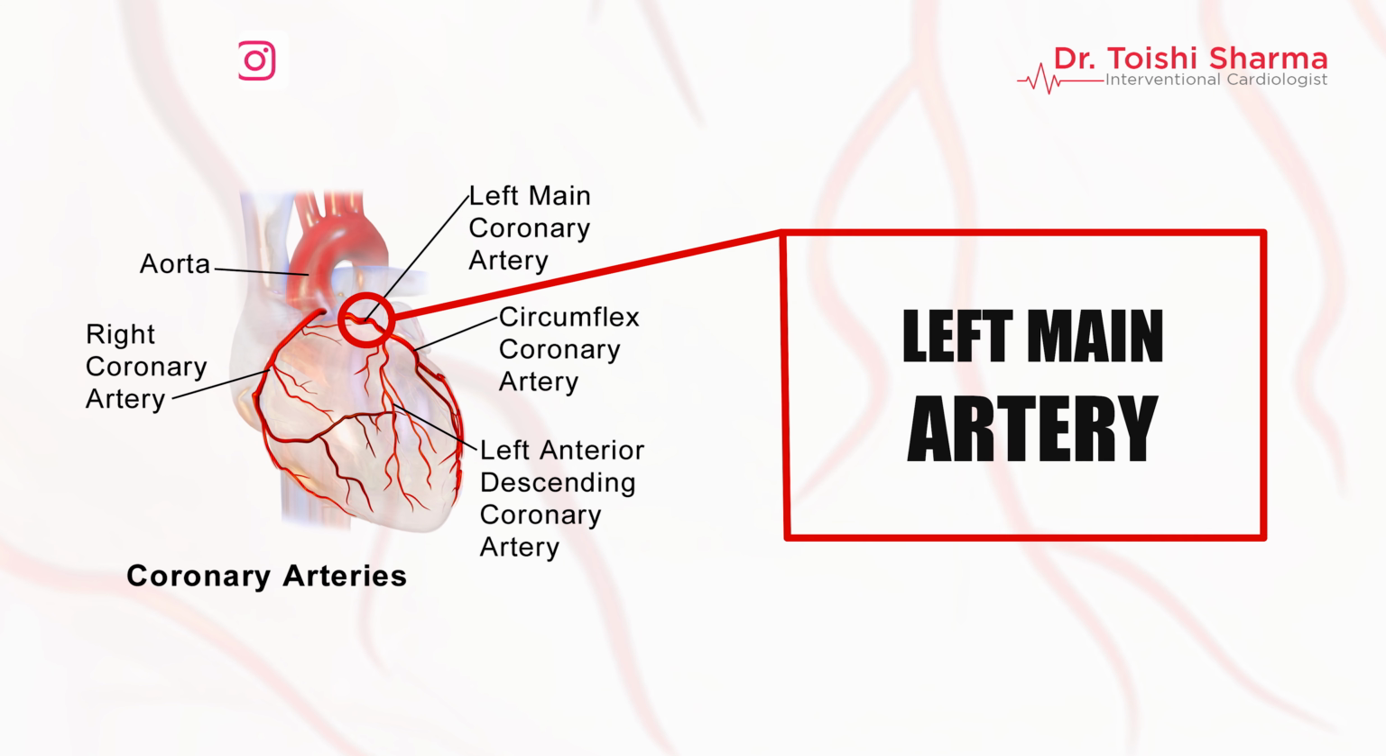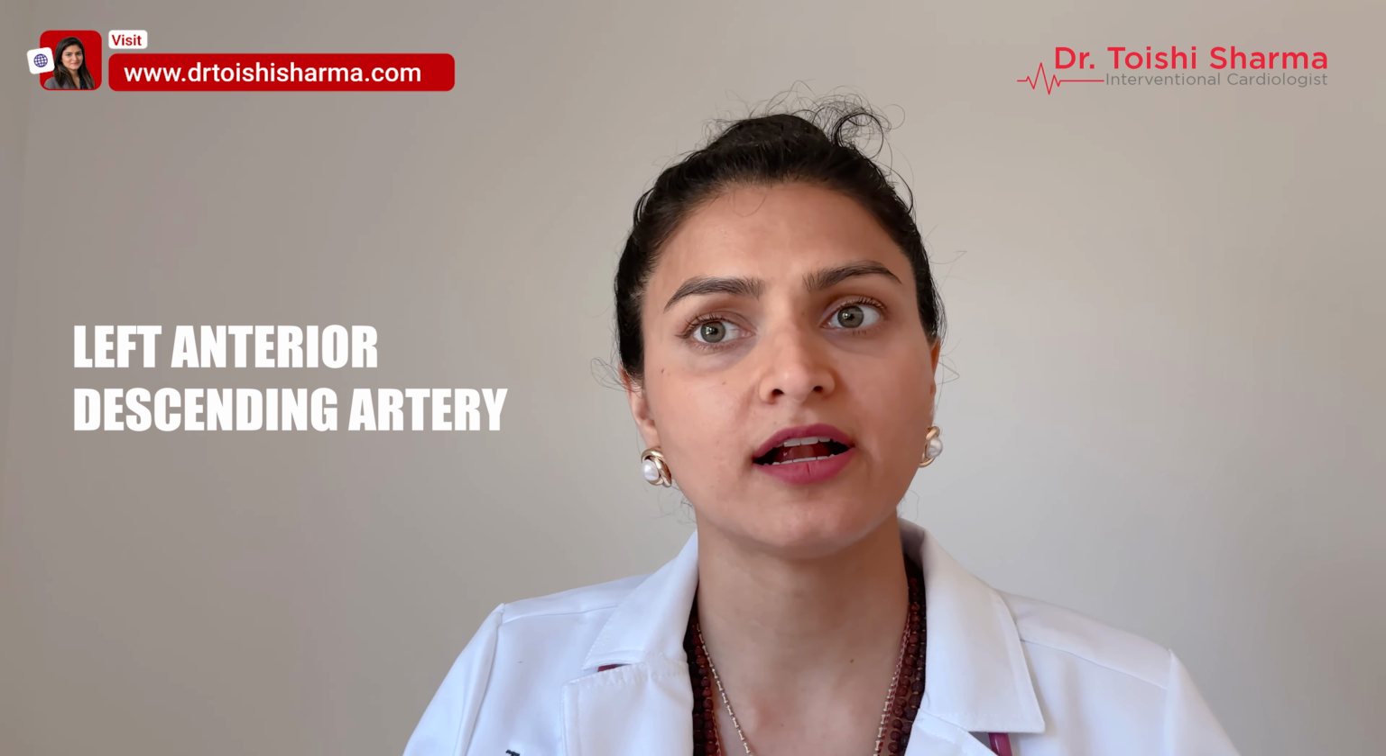Now, let's understand the arteries first. There are 4 main arteries that you will see on the report. The first is the left main artery, and this artery is the main artery that divides into 2 arteries. The LAD, which is also called the left anterior descending artery. Sometimes people refer to the LAD as the widowmaker artery because it supplies a large portion of the heart.